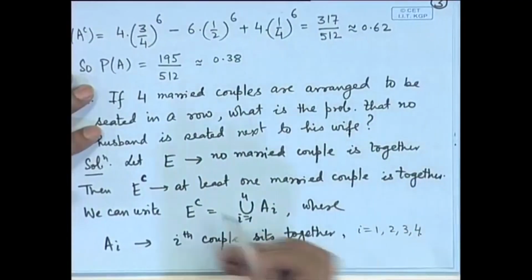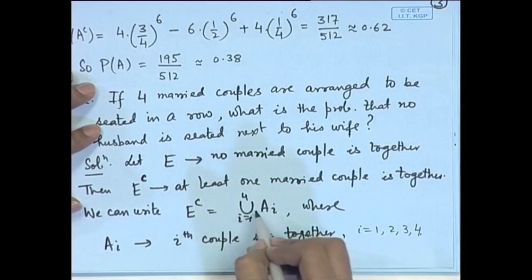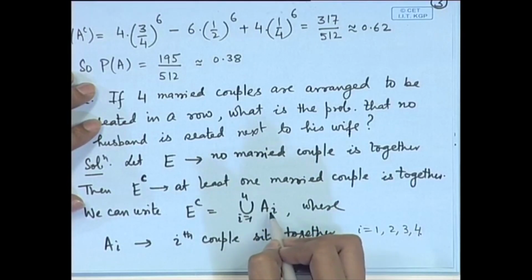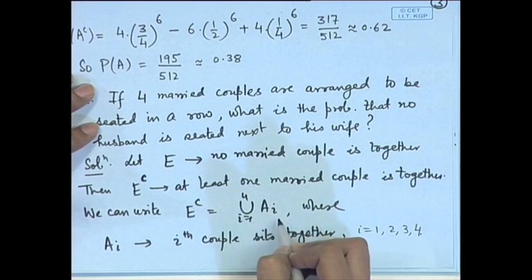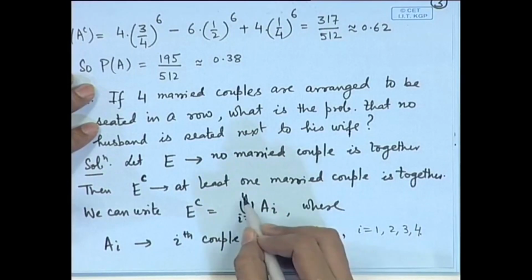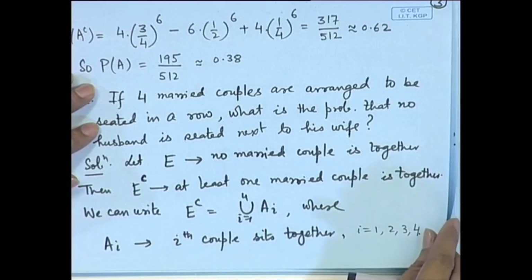Notice here that this is a clever way of representing the union, because the other way of representing the union could have been the union of B_i for i equal to 1 to 4, where B_1 would have meant that one married couple sits together, B_2 would have meant that two married couples sit together, etc. However, evaluation of the probabilities of those events would be equally complicated, whereas here you will see that this representation leads to an easy calculation of the probabilities involved.